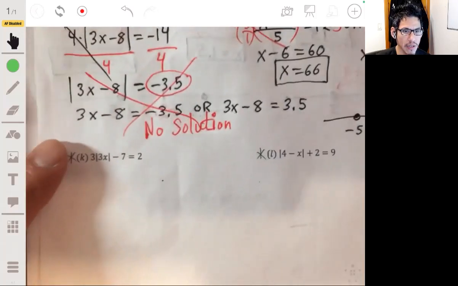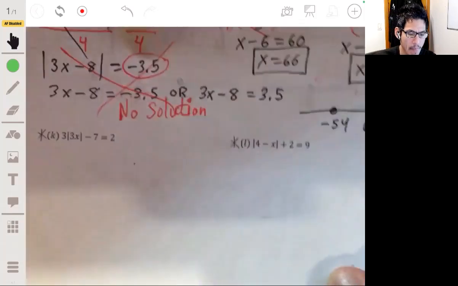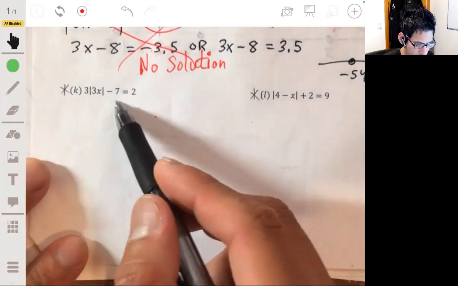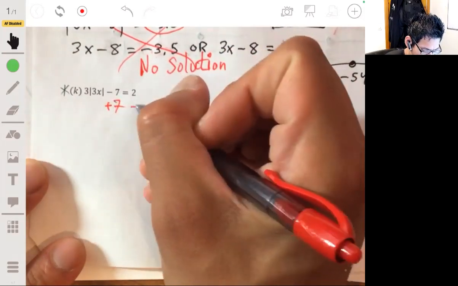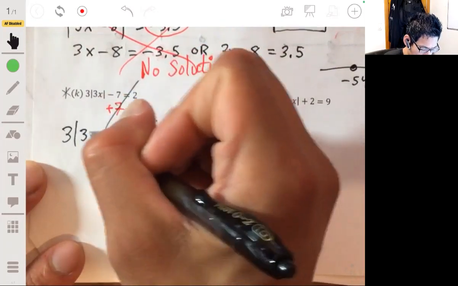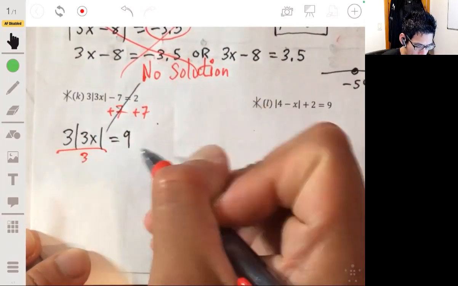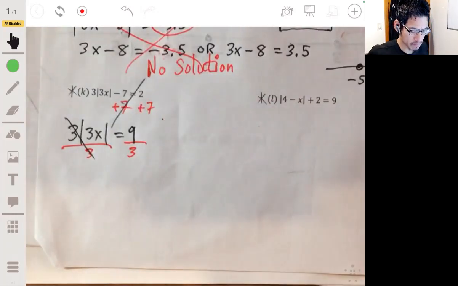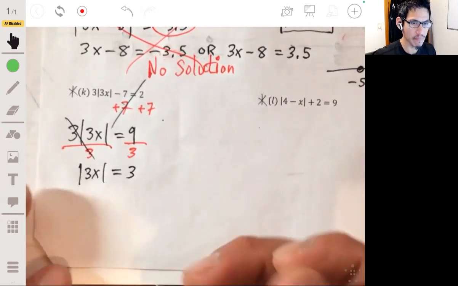Okay, let's do a couple more. Okay, that's a good one. Start off by adding 7 to both sides. We'll get 3 times the absolute value of 3x equals 9. Divide both sides by 3. Absolute value of 3x equals 3.